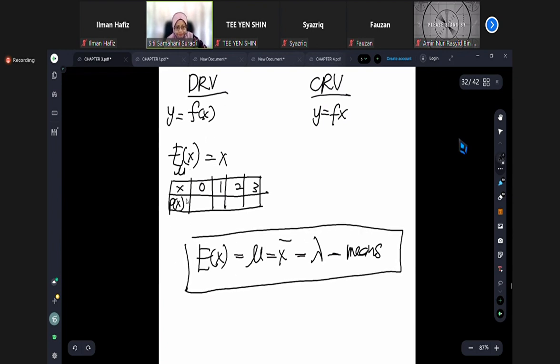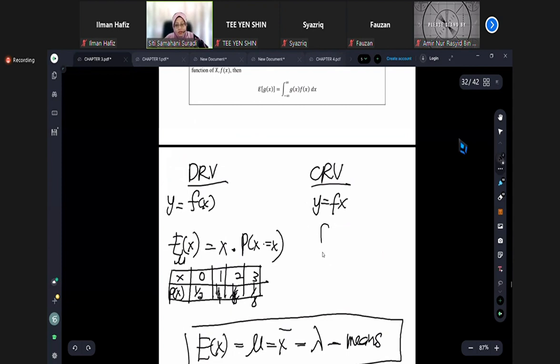Now, P(x), let's say maybe 1 over 2, 1 over 4, 1 over 4, 1 over 8, 1 over 8. Okay, let's say. That's enough. To get E(X), you just multiply P(x), that means f(x), with the value of X. But for CRV, you must do the integration.